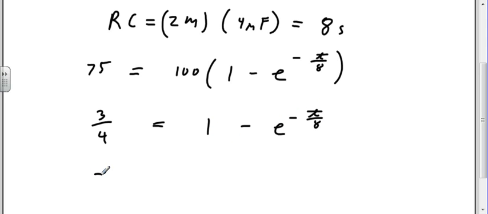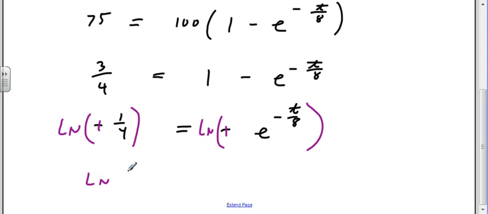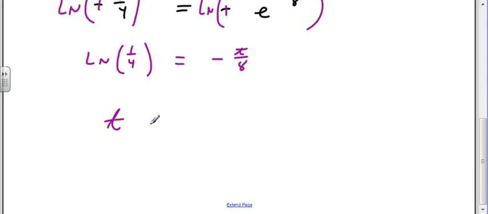Bring the minus 1 on the other side. Minus 1/4 is equal to minus e to the minus t over 8. And my minus signs now go away because I have a minus on both sides. I can't take the natural log of a negative number, so that's why that has to happen. But now that they've gone away, I can take the natural log of both sides and say natural log of 1/4 is equal to minus t over 8. And then t becomes natural log of 1/4 times minus 8.